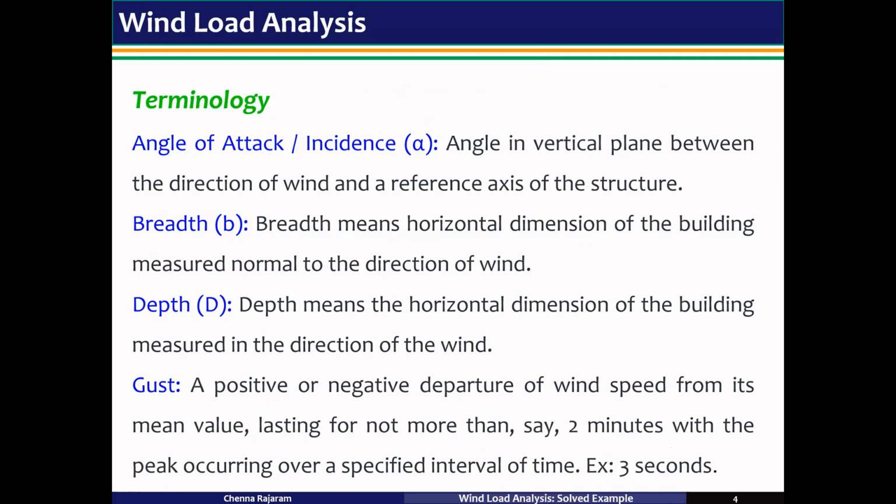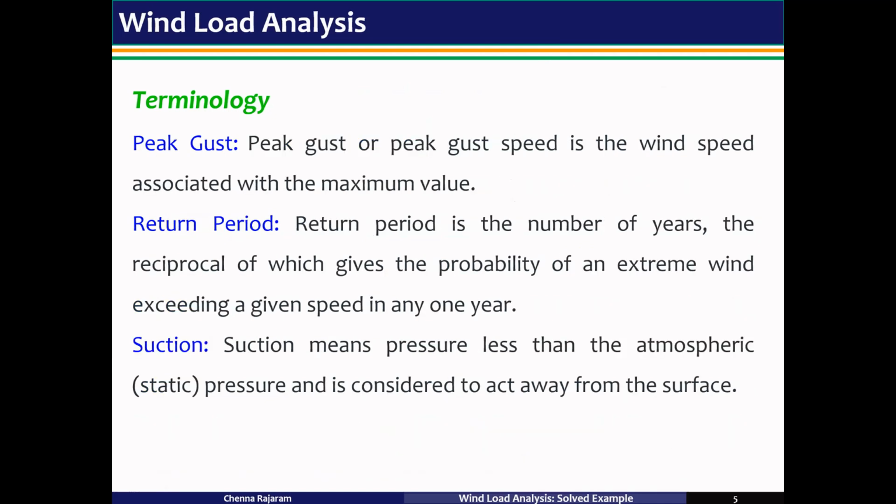Gust: a positive or negative departure of wind speed from its mean value, lasting for not more than say 2 minutes, with the peak occurring over a specified interval of time, for example, 3 seconds. Peak gust or peak gust speed is the wind speed associated with the maximum value. Return period is the number of years, the reciprocal of which gives the probability of an extreme wind exceeding a given speed in 1 year. Suction means pressure less than the atmospheric or static pressure and is considered to act away from the surface.